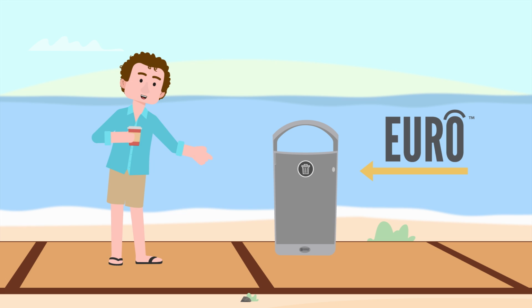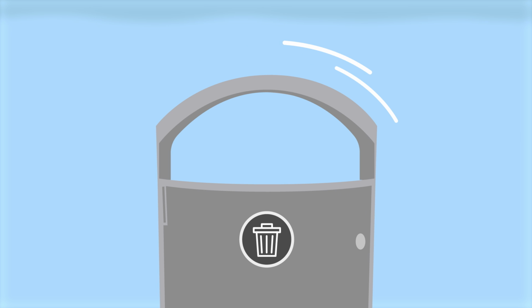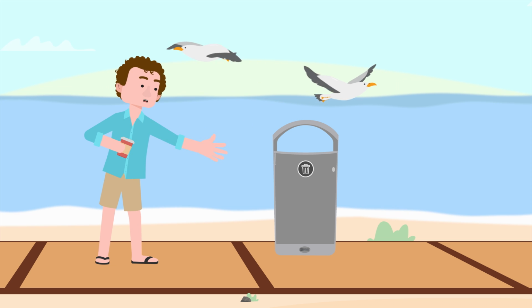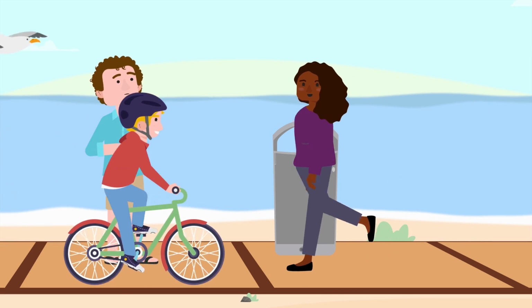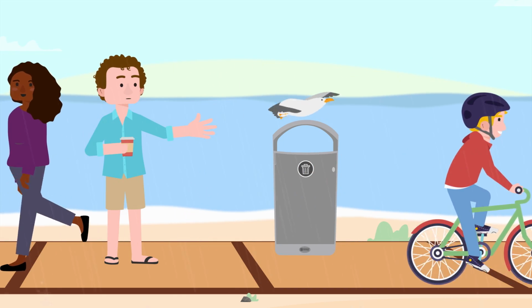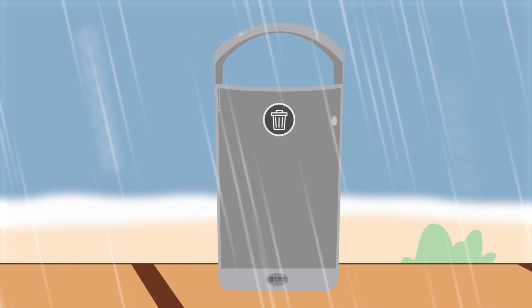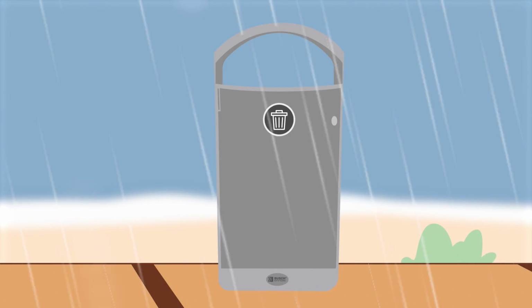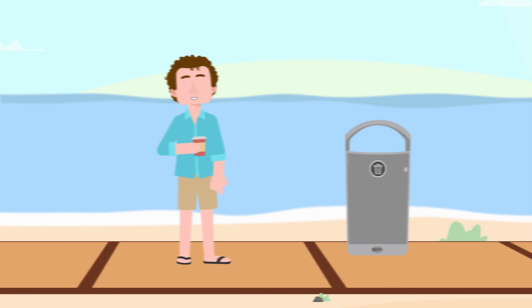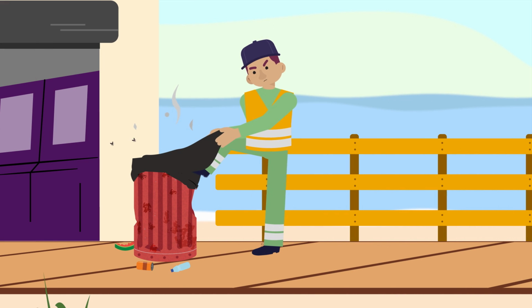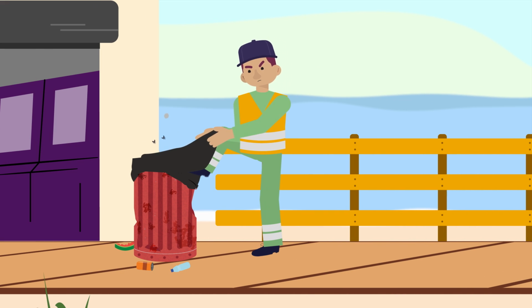Introducing the Euro. The rounded lid is also certain to keep various persistent pests out of the trash and does not invite sitting. Uh-oh. This rounded lid also acts like a rain hood and keeps the trash dry. Oh, poor dude. Good God, what a mess.